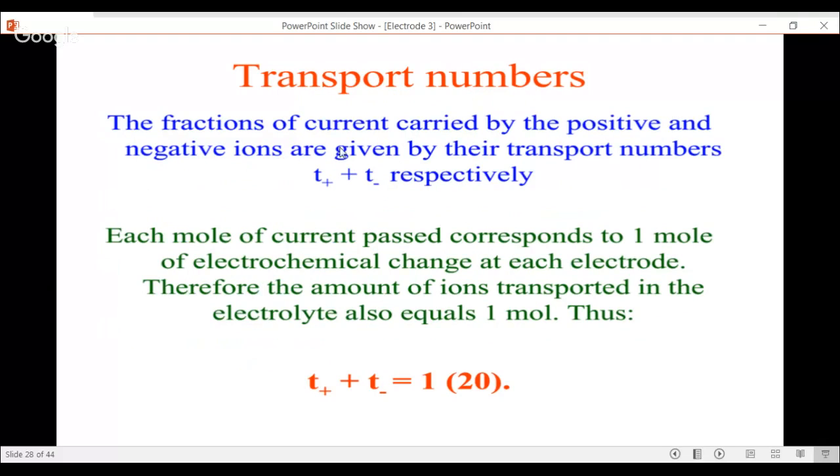The fraction of the current carried by the positive and negative ions is given by t plus and t minus. So that is what is called the transport number. Now the sum of these transport numbers must be equal to 1. Now there can be many t plus, many t minus, but all of them put together, the sum of all t plus and sum of all t minus must be equal to 1.